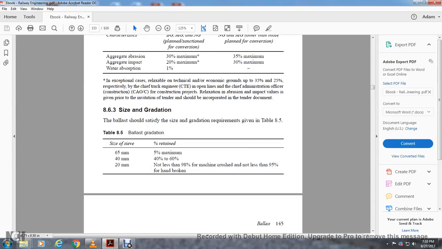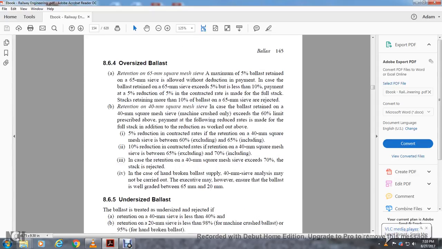8.6.3 Size and gradation. The ballast should satisfy the size gradation requirements of table 8.5. 65 millimeters, 5% maximum. 40 millimeters, 40 to 60%. 20 millimeters, not less than 98% for machine crushed, not less than 95% for hand broken.